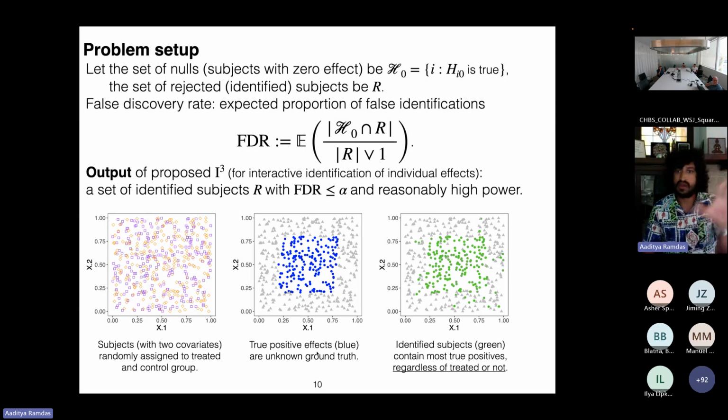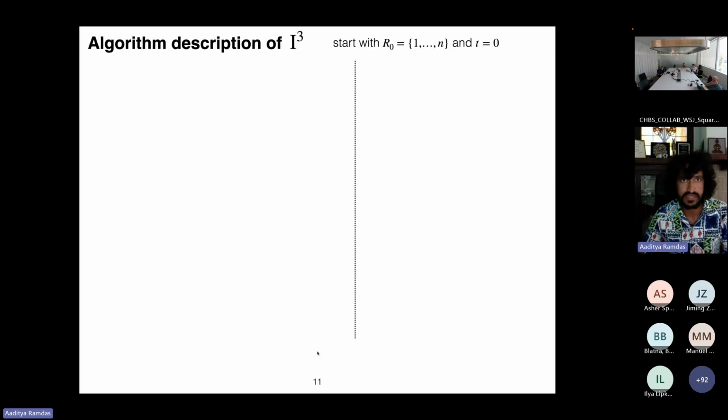Okay, so now let me tell you more about the algorithm itself. What is this doing? How do I get to that green identified set? It's going to be interactive, so I have to describe this a little bit slowly. It's a little bit odd. What we're going to do is start with the initial set being everybody, and say maybe everybody has a positive treatment effect. So R_0 is a hypothesized set.